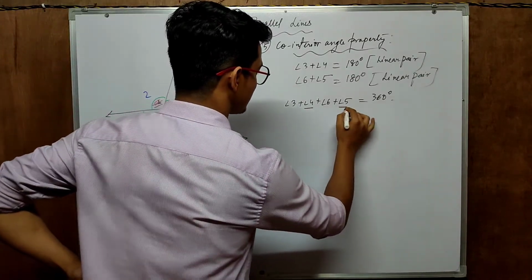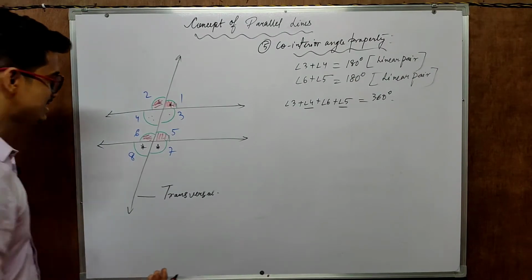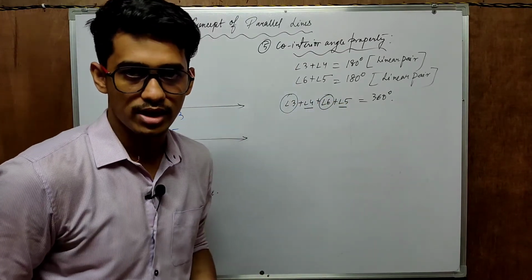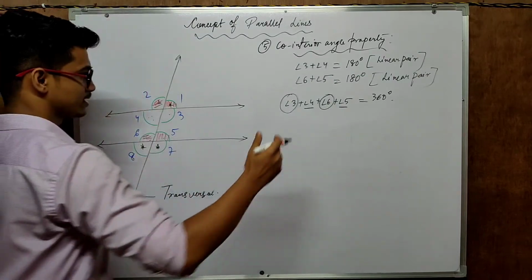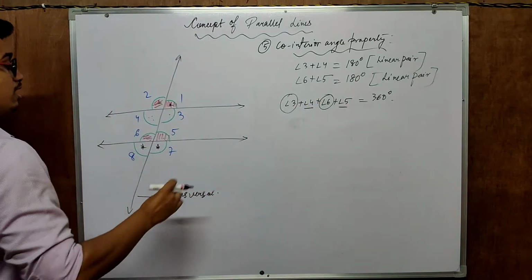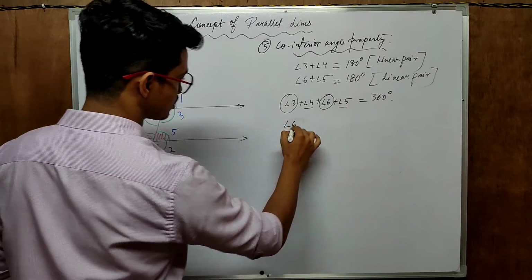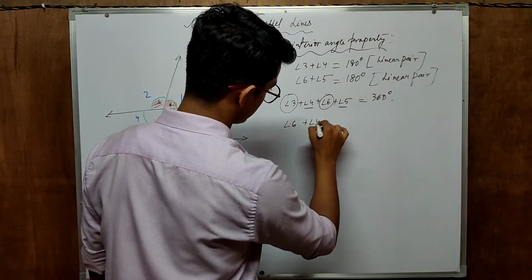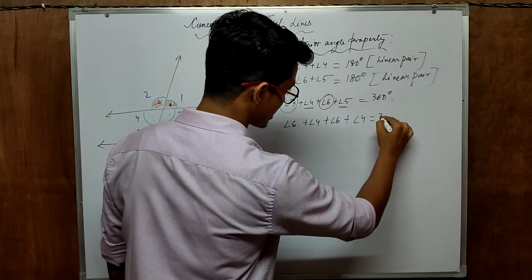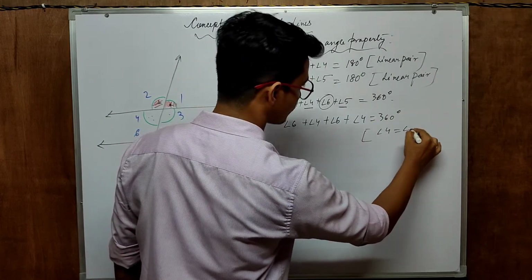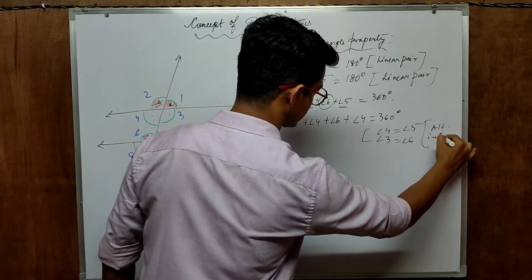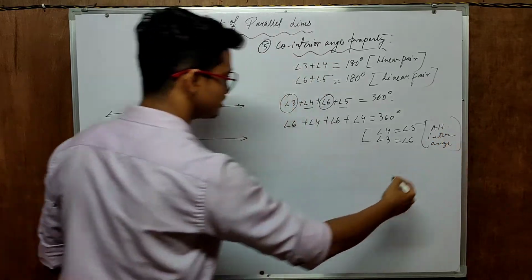So angle 4 and angle 5 are equal to each other, and angle 3 and angle 6 are also equal. So we can write it like this: angle 3 we can write as angle 6, because angle 3 and angle 6 are the same, then angle 4 plus angle 6 as it is, and angle 5 we can replace by angle 4. Why am I writing this? Because angle 4 is equal to angle 5 and angle 3 is equal to angle 6 by alternate interior angle.